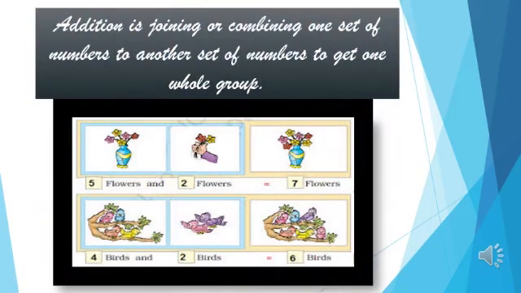So here you can see that addition, you already know addition is joining or combining one set of numbers to another set of numbers to get one whole group. This is addition's definition. We have learnt in the last class that combining or joining the two groups together and then counting them as a whole, telling them that now it's a whole of these many numbers. That is what addition is.